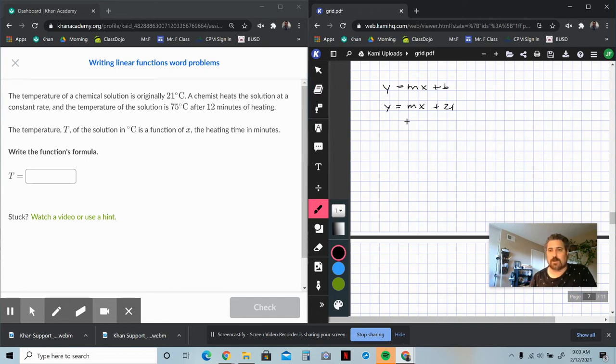So what do we know? We know that the temperature is 75 degrees when the minutes is 12. So that means that x is 12. So we know all these elements, we just don't know what the constant rate is. So just solve for m. So we're going to minus 21 from both sides.